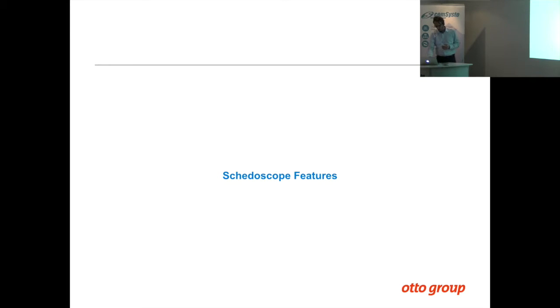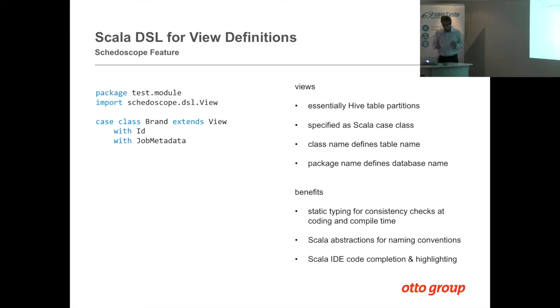So what are the main features of Schedoscope? As I said, the main mantra of Schedoscope is that schema is code. So we wrote a Scala DSL for specifying views. A view is, in a way, something like a Hive table or a Hive table with a certain partition specification. It's specified as a Scala case class. The class names are the table names, the package names are the database names, and the main benefit is that we can use Scala's static type checking for the whole consistency issue. So we will never make typos when writing DDLs because it's all code.